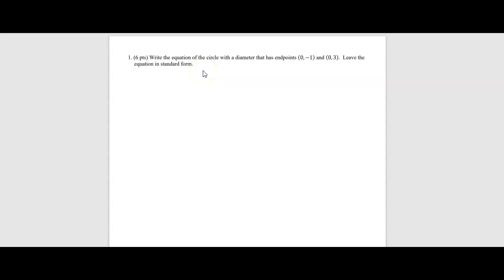Write the equation of the circle with a diameter that has endpoints (0, -1) and (0, 3). Leave the equation in standard form. So we're talking about the standard form of a circle. Let's start with that.